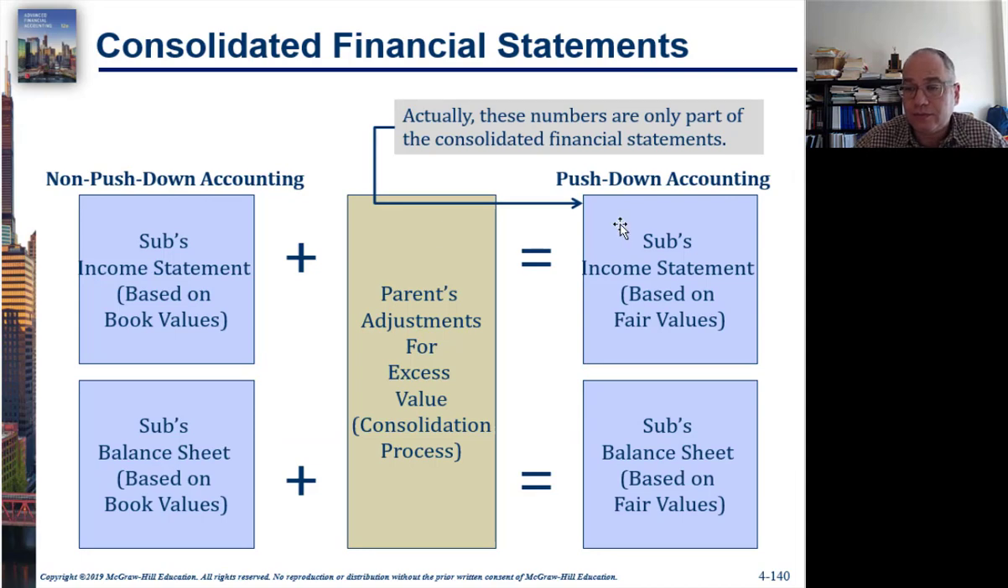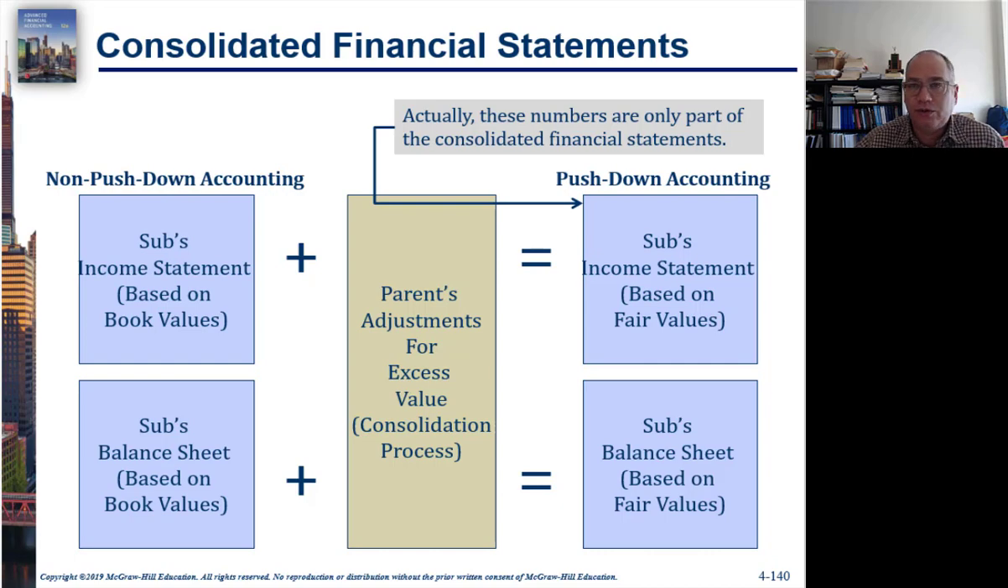So here they show it in another way, a graphic way. The sub's income statement and balance sheets are based on book value, and then the parent adjusts for them in the consolidation. With push-down accounting, everything is already adjusted for, and it's very simple and straightforward.